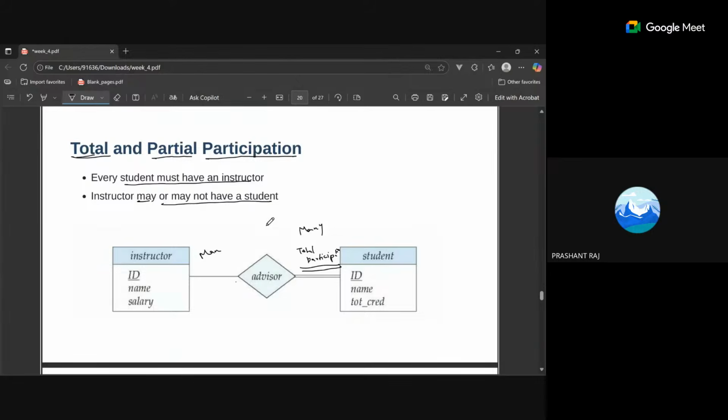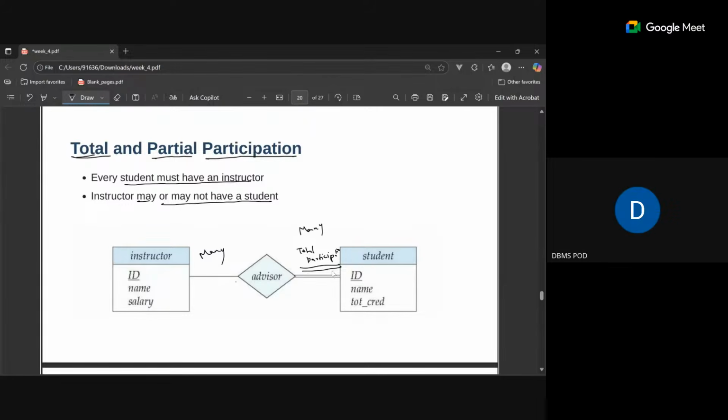So total participation means must have participation. Yes, every student must have at least one instructor. That is what it says, must have, this double line, total participation. This is also a kind of relationship only, sir. It's a many to many relationship, as I said.